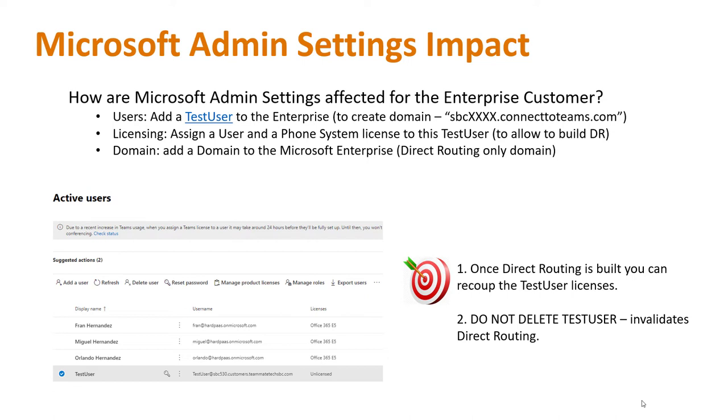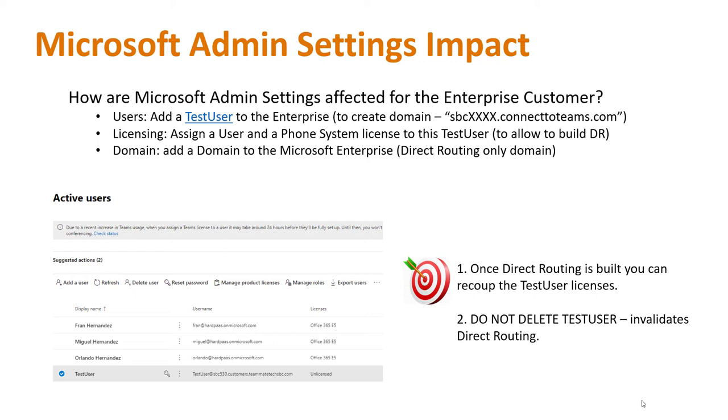This will appear as SBC with a number .connecttoteams.com generally in the domain list once set up. The test user is not to be deleted ever. This is the only user in the organization with that domain, which is in use as direct routing. If you delete the test user, you invalidate the direct routing.